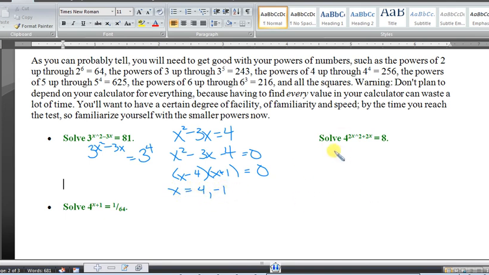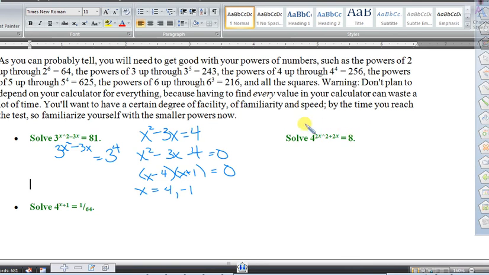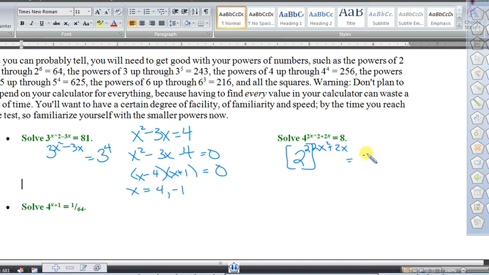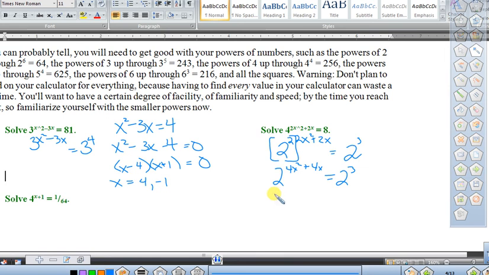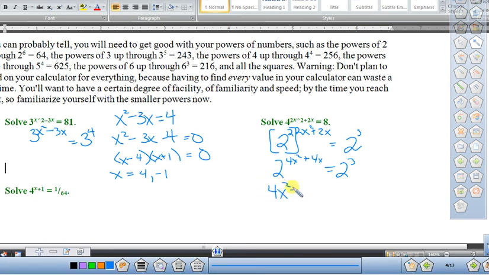Okay, in like manner, this one right here, we can't convert 8 to a base of 4, but 4 and 8 can both be rewritten with a base of 2. And this is raised to the 2x squared plus 2x power is equal to 2 cubed. Now we know that a power raised to a power, we can multiply those. So 2 times 2x squared is 4x squared plus 4x. And it equals 2 cubed. Now that the bases are equal, the exponents must also be equal. So we know that 4x squared plus 4x has to equal 3.